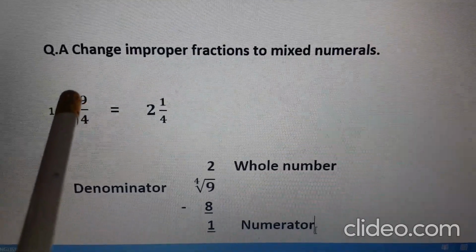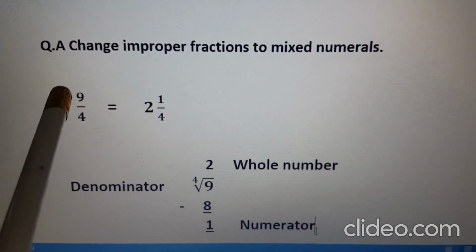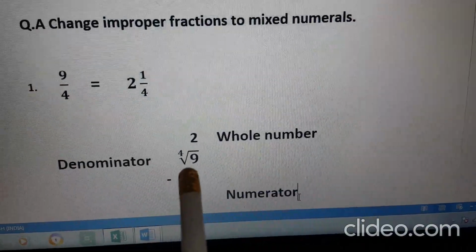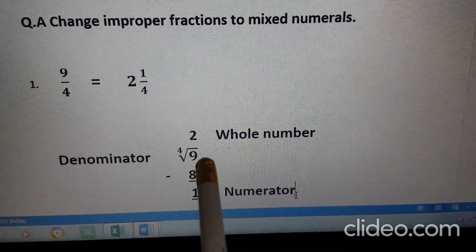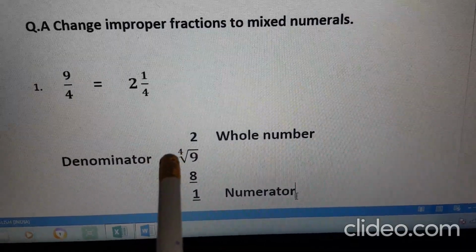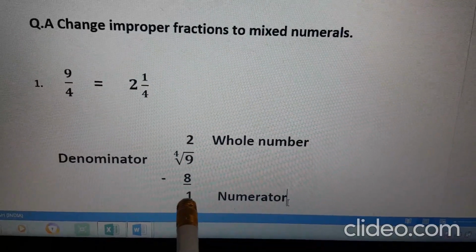Here you see 9 is numerator and 4 is denominator. What we will do? We will divide numerator by denominator. Numerator को denominator से divide करेंगे. So we will write 9. We will divide by 4. 4 twos are 8 and 1 is remainder.